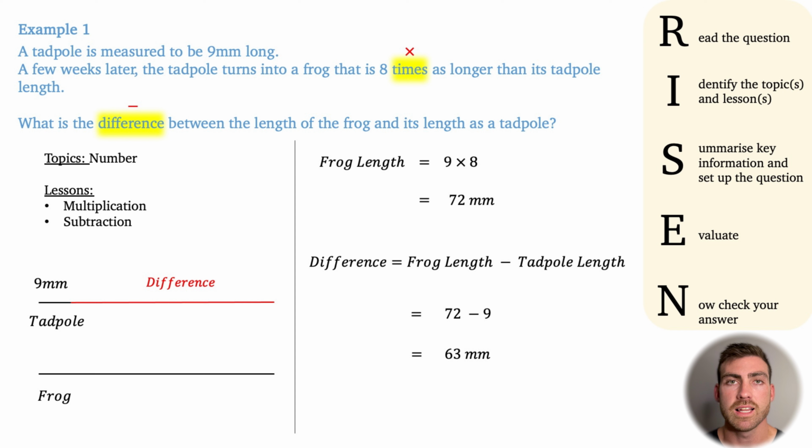Next to the N, let's check our answer. We add 9 millimeters plus our answer, and this gives us the frog's length. So we are correct.